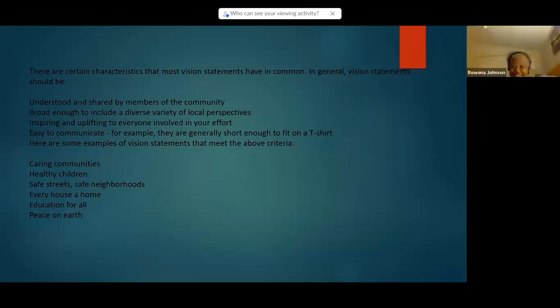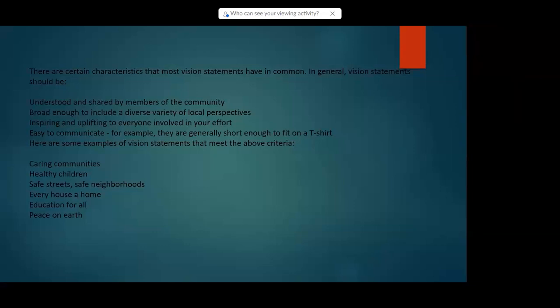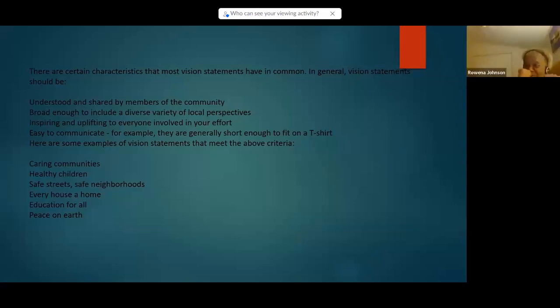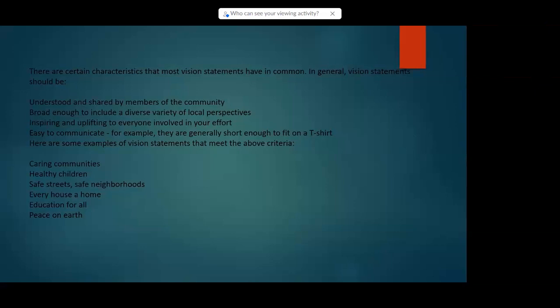Okay. Oh my gosh. It won't fit. It won't fit on the t-shirt. Oh no, a vision statement has to. Our work would be to reduce it down. Okay, I'm gonna read what I have. Yeah, go ahead and read what you have, because that gives me a perspective on what to work with.